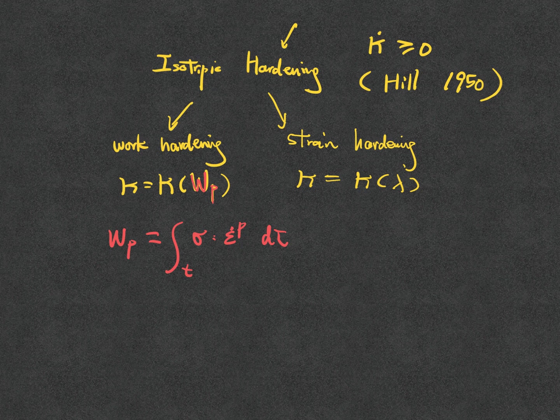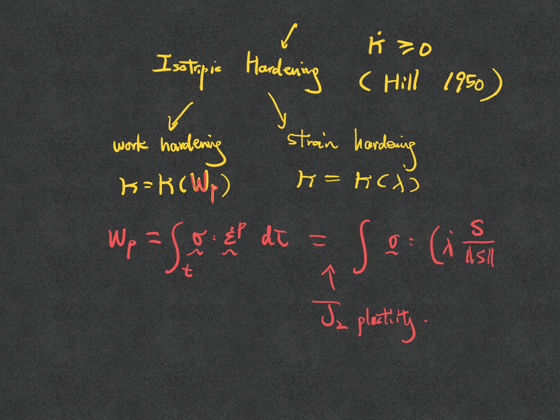Okay, so I have that energy dissipation term, and I integrate it over time, then I get the plastic work term, W_p. Now, for J2 plasticity, this is specifically only for J2 plasticity, the integration is equal to the stress, let me put this to indicate this is a tensor, double dot lambda dot s divided by the magnitude of s, integrated over time. Okay, does that make sense?